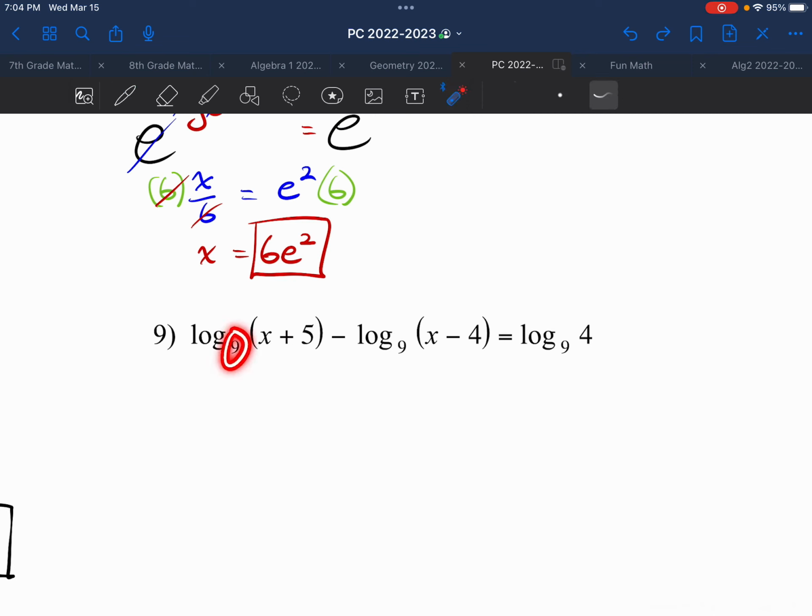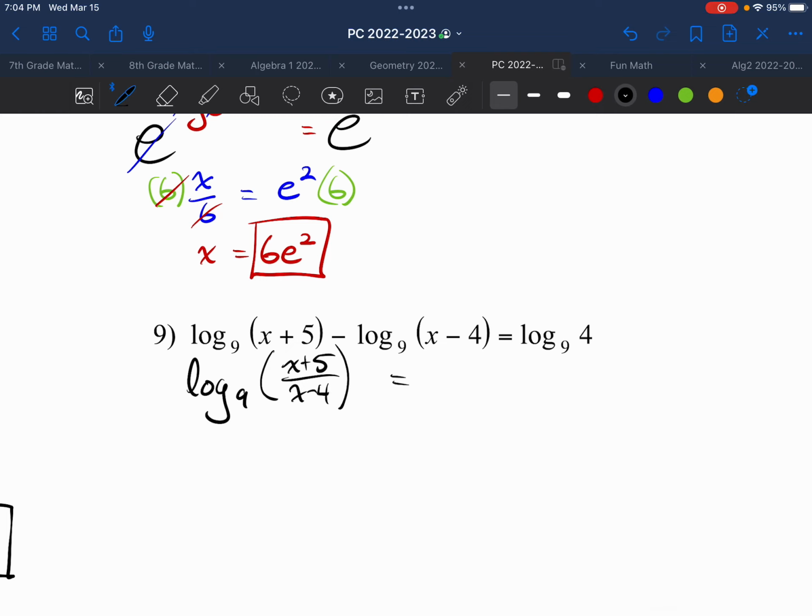Again, they're both the same base here, so I can combine them into one logarithm. I can say this is log base 9 of x plus 5, divided by, why are we doing division? Because we have subtraction on the outside. If this was addition, we would be doing multiplication on the inside. And then I have an x minus 4 down here, and the right-hand side is still log base 9 of 4. Nothing there changed.